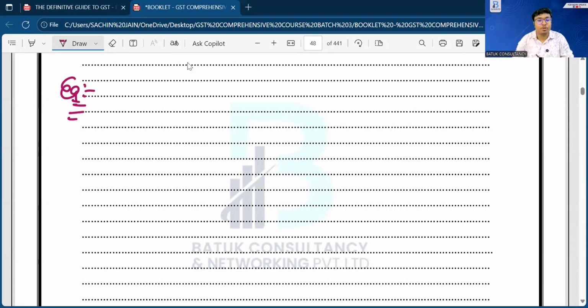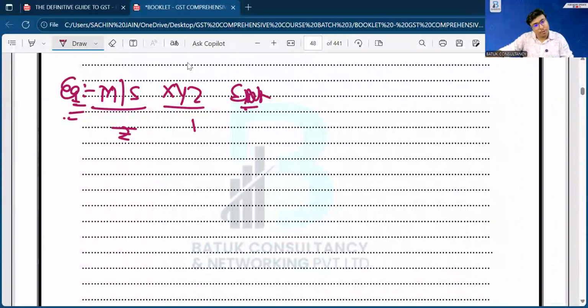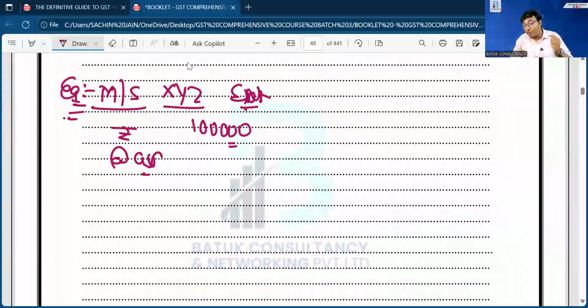Next example, suppose Messrs XYZ Enterprises has made a supply of rupees 1 lakh. At the time of making the supply, XYZ Enterprises has charged GST on 1 lakh rupees. After making the supply, after 10 days, the recipient is saying that we found your goods defective, so I will pay you the amount, but I will deduct a certain portion.